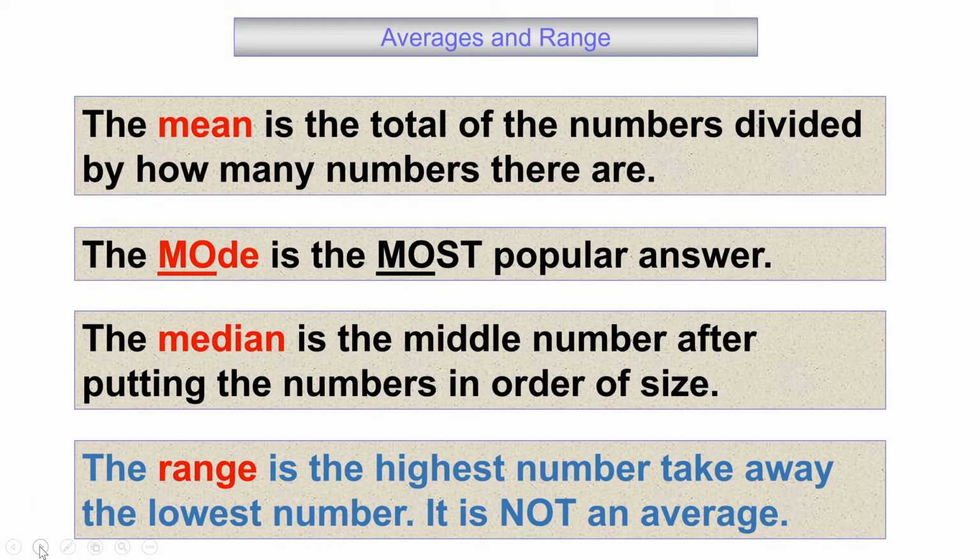So let's have a quick little recap on the averages and range from our previous lessons. So remember, if we need to work out the mean, what you do is you add up all the numbers and then you divide by however many numbers there are. The mode is the most popular answer. The median is the middle number, but remember you must put the numbers in order of size first and then find the middle number. So those are the three types of averages, and then the range is the highest number, take away the lowest number, but please remember, the range is not an average.